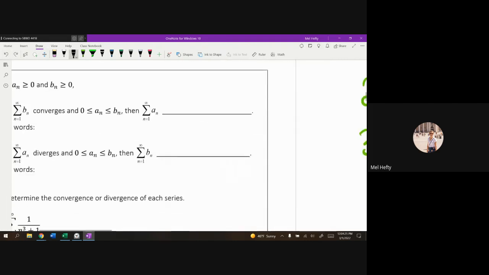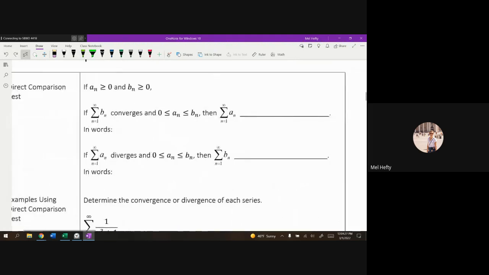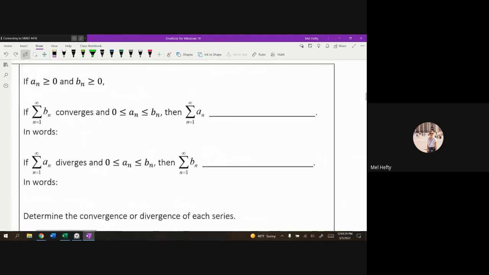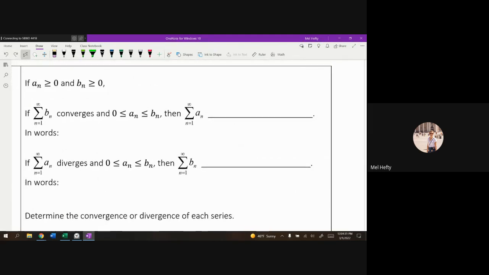So let's start with the direct comparison test. I'm going to be honest, this is my least favorite of the 2 comparison tests, which is why we're getting it out of the way first. If it works, it's much easier than limit comparison, but that's a pretty strong if. This is now on your notes. If you have your notes, now would be the time to get out your pencil and get ready.